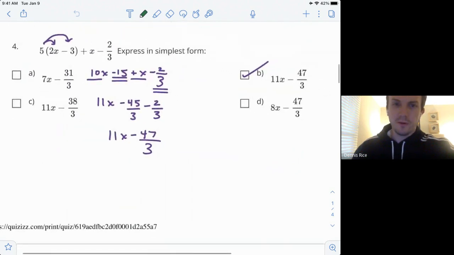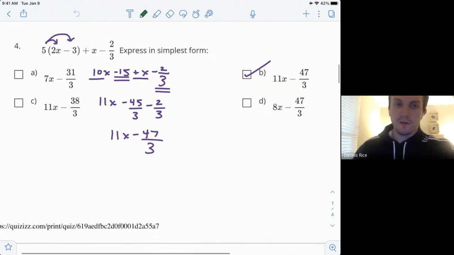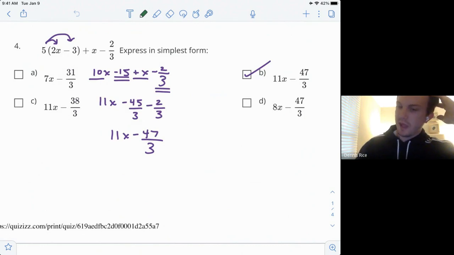Okay, this one people didn't do so well on. So let's take a closer look at this. First of all, anytime we see something outside a set of parentheses, we have to distribute. So I distribute the 5 to 2x minus 3. Now I can start combining like terms. I combine 10 and 1x to give me 11x. So right away, a and d should have been out because it should have been 11x.